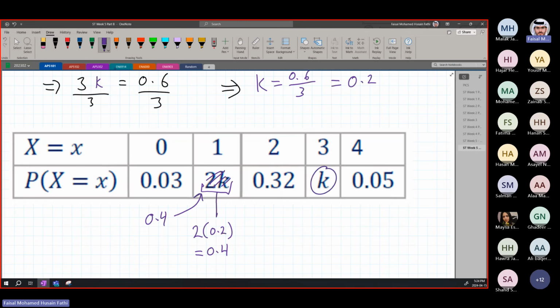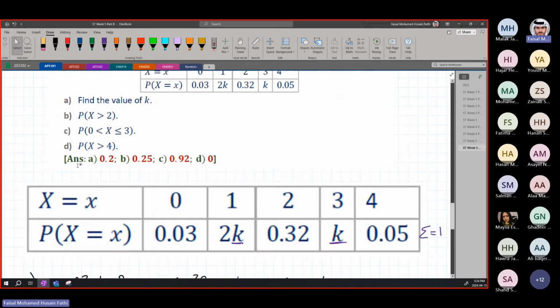Same thing here. Here we have k, and we know that k is equal to 0.2. So this is now our new probability table. We have 0.03 for 0 and 0.4 for 1, 0.32 for 2, 0.2 for 3, and 0.05 for 4. Okay, now we have all our probabilities. Let's look at the next question.